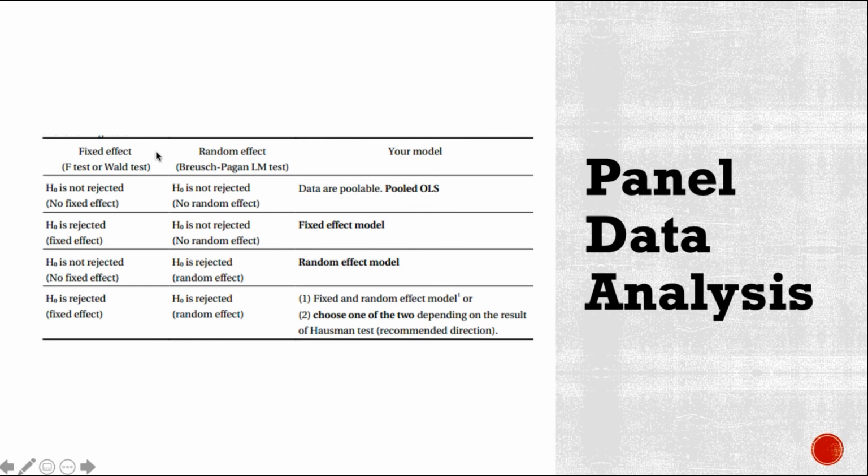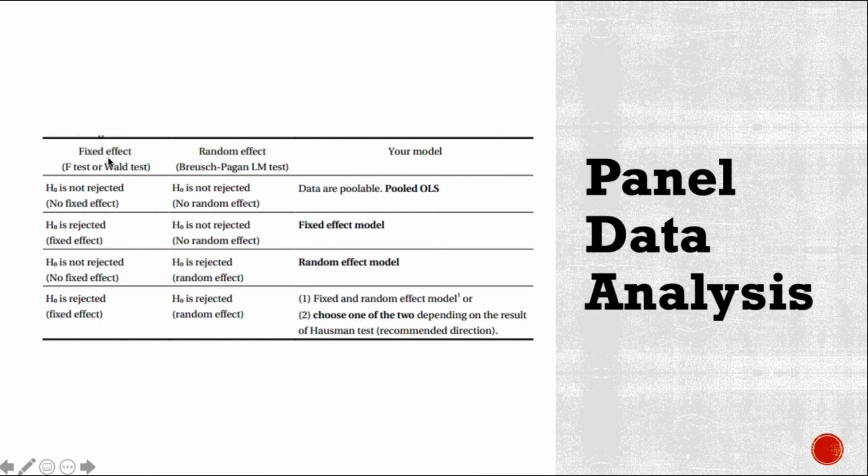So for the F test, this is the fixed effect, right? If H0 is not rejected, that means no fixed effect, then the data are pooled, OLS. We use the normal OLS. If H0 is not rejected for random effect also, no random effect. So no fixed effect, no random effect, we use pooled OLS, the normal one. But if H0 is rejected for fixed effect, and H0 for random effect is not rejected, no random effect, we use fixed effect.